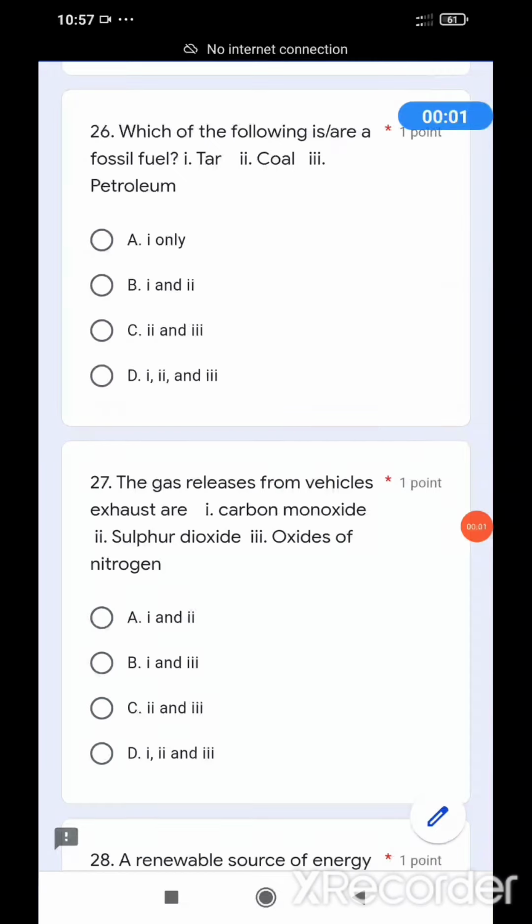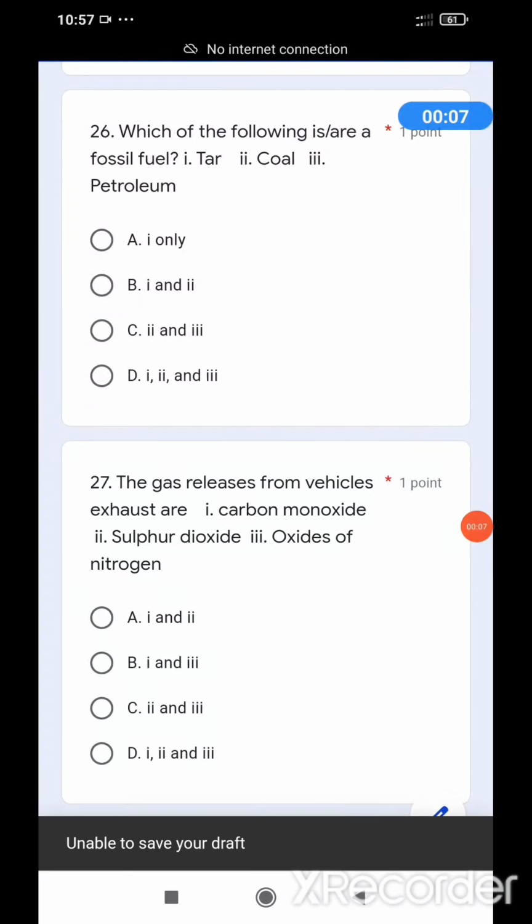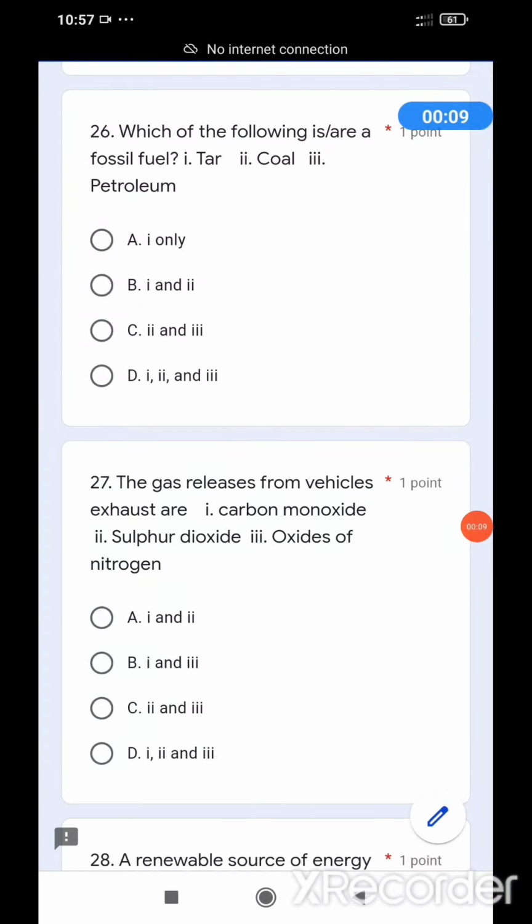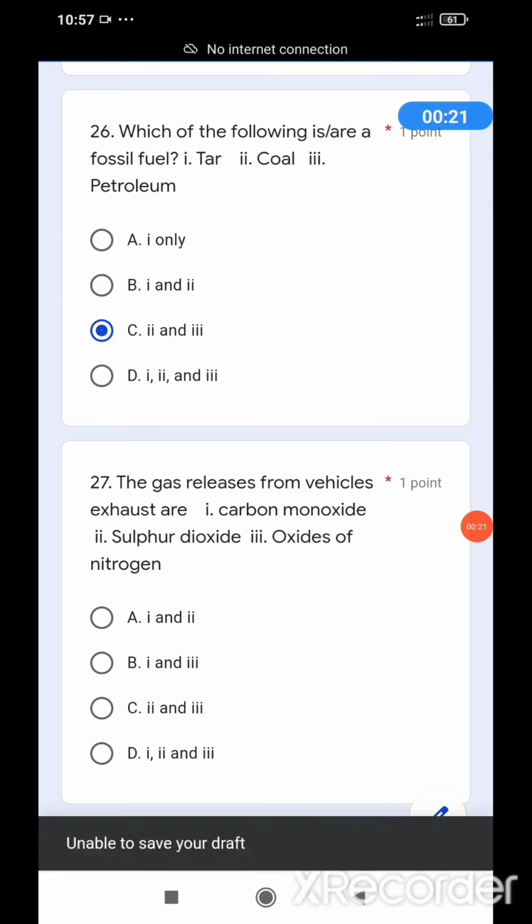Unit 22, Environmental Management. 26. Which of the following is a fossil fuel? Coal and petroleum.